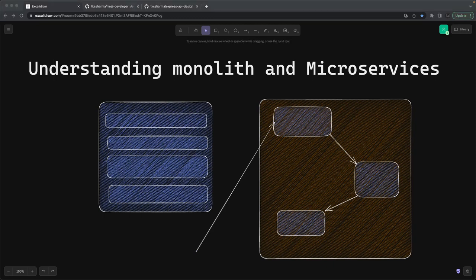So the disadvantage of monolith is slower development speed. Okay, 20 developers working on the same repository. Scalability, we are not scaling the individual components. Reliability, if there is an error in one module, everything goes down. And a barrier in technology adoption.